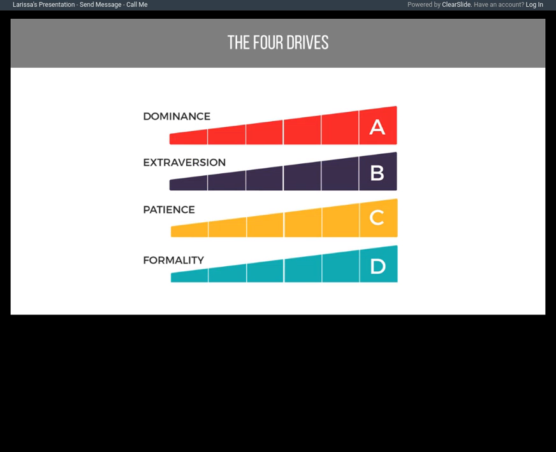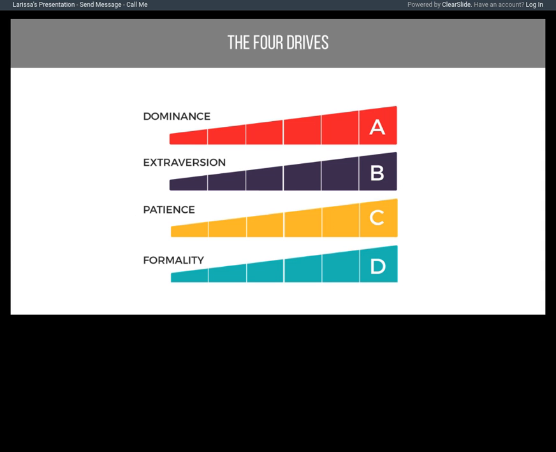Okay, here we go. The 4 drives. Again, I know there's a couple in here that have taken trainings with me. You guys know that I would throw away these 4 words if I could, right? The dominance, extroversion, patience, and formality. The one thing I request is that you just don't get stuck on the word. We're going to do a little bit of a surface dive into what each of these mean that might help you a little bit more.